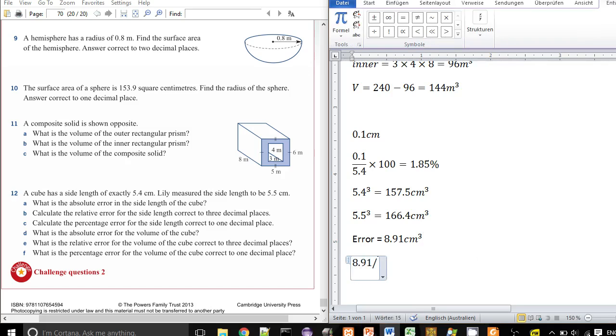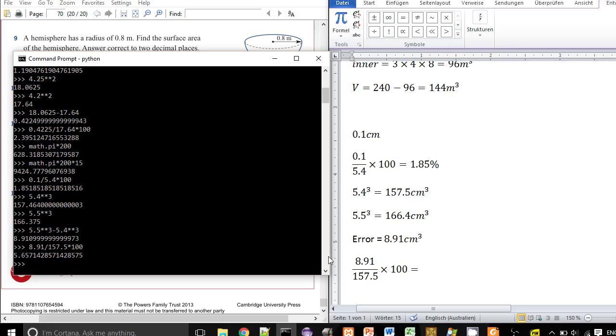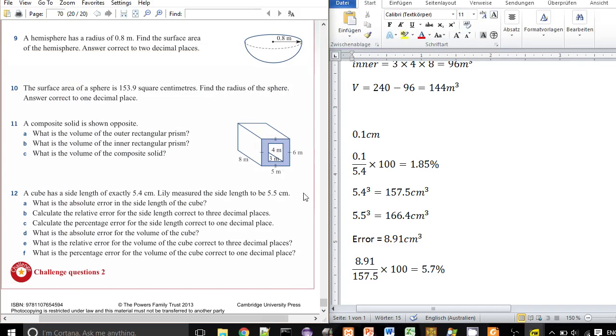8.91 over, compare it to the real value, 157.5, and then times that by 100, and see what that is. This should be close enough. I'll just say 5.7% error. So notice, once you start making assumptions, even with a small error, you start calculating other things, the error gets bigger. So when you cube it to get volume, it's a bigger error.